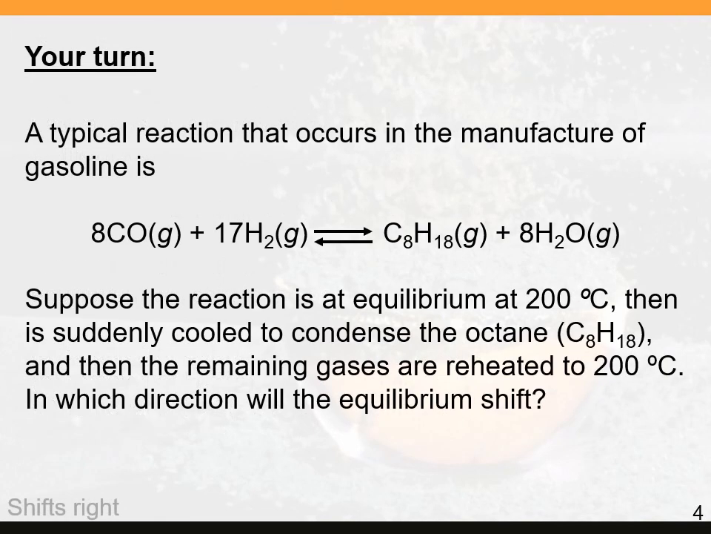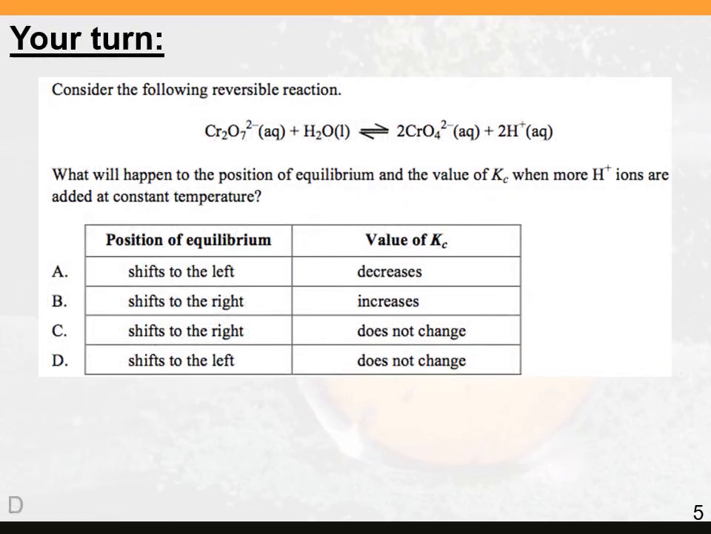Now decide which direction this reaction will shift based on the disturbance. In this problem, you're also asked to determine the shift in the equilibrium upon a disturbance. But also there's a comment about the value of Kc. You got to remember, Kc changes only with temperature.